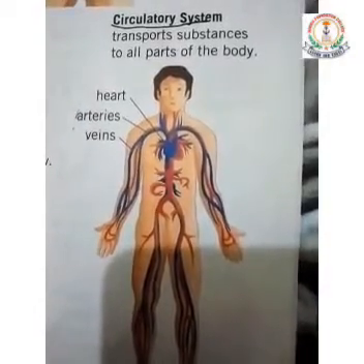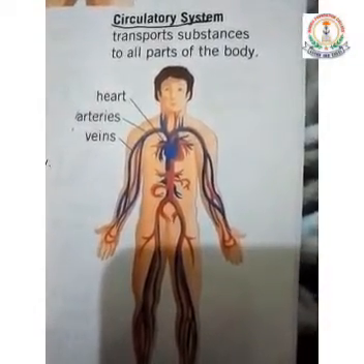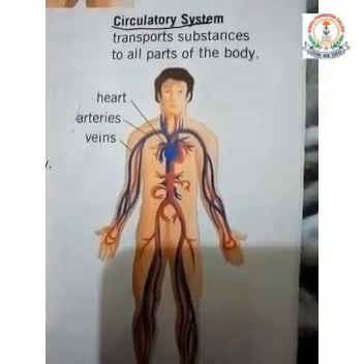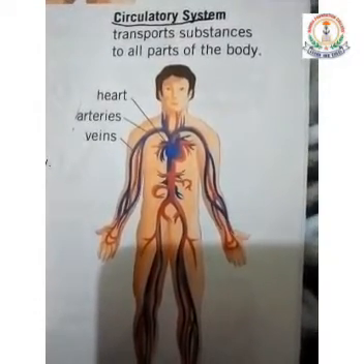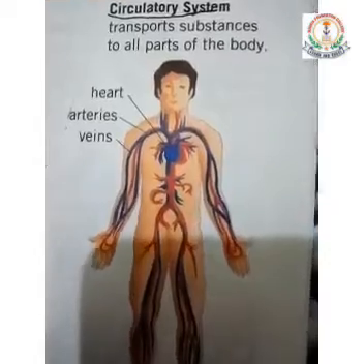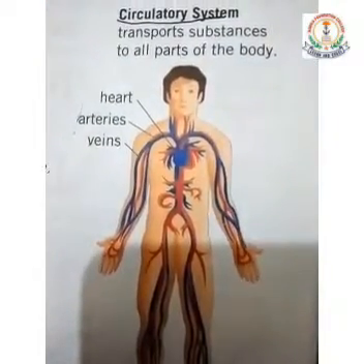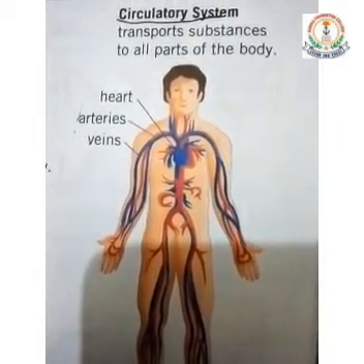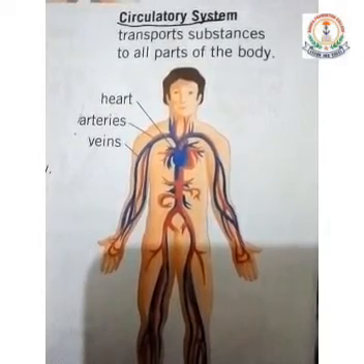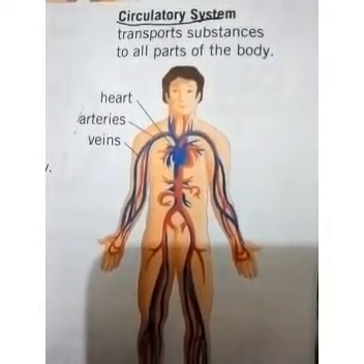And last but not least, the circulatory system, which is responsible for transporting substances to all parts of the body. The main components are the heart, arteries and veins, which carry blood and take this blood to the whole body.